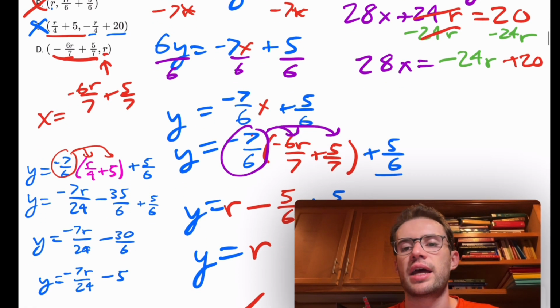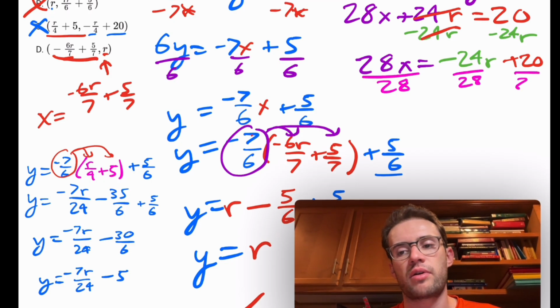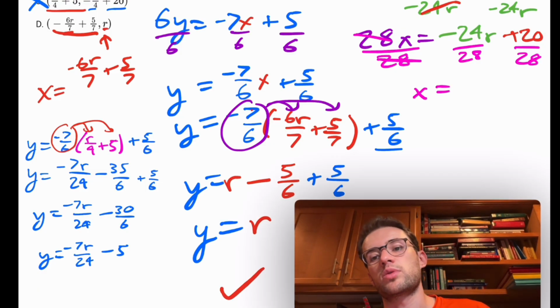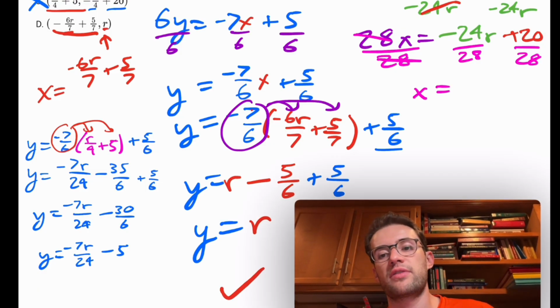Here they cancel. And now I just divide everything by 28 because we have 28 times x, we just want x. So divide by 28, divide by 28, divide by 28 like that. The 28s will cancel here. We have x is equal to, all right, well, 24 and 28 are both multiples of 4. So I can divide them both by 4. Negative 24 divided by 4 is negative 6. 28 divided by 4 is 7.